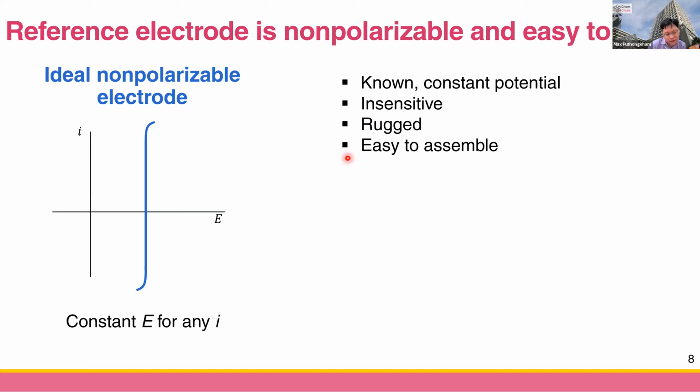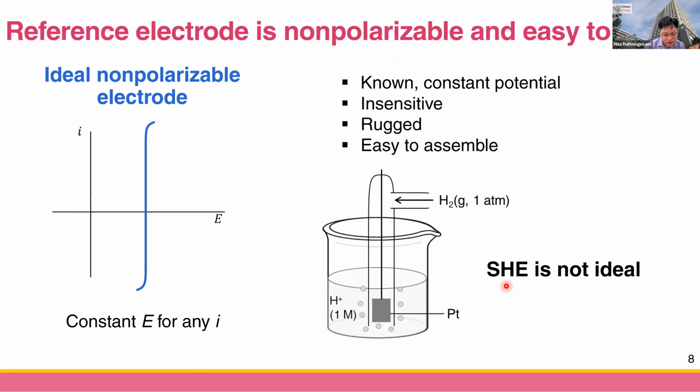And the fourth requirement here is that it should be easy to assemble. What do I mean by easy to assemble? So let's consider our maybe familiar reference electrode, which is the SHE, the standard hydrogen electrode. Now we say that the standard hydrogen electrode is the standard electrode to communicate other electrode potentials. For example, copper has 0.34 volts versus SHE.